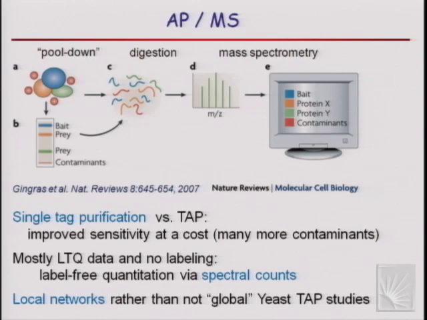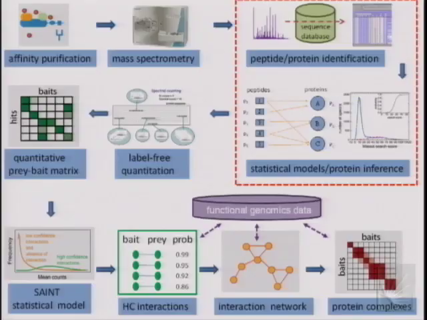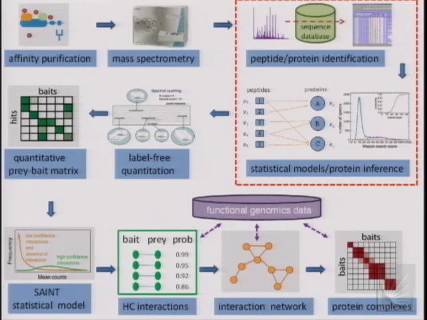And again, local networks versus global networks. So let me talk a little bit next about the steps that are really important in the process of how we identify peptides and proteins. And again, when I talk about this, I'll talk from an angle of APMS data, protein interaction data, although many steps are general, regardless of what you're doing.